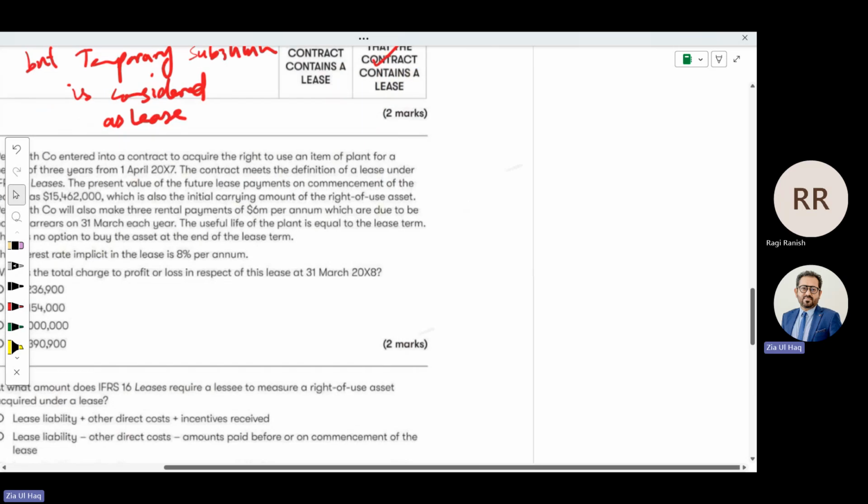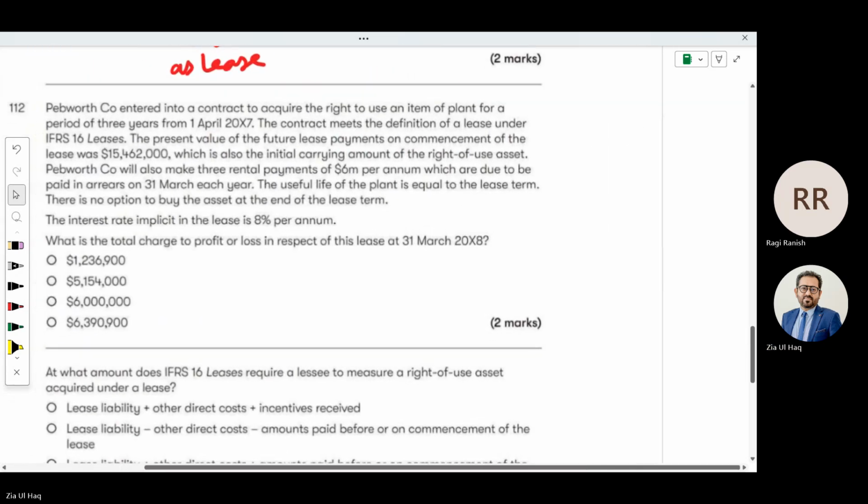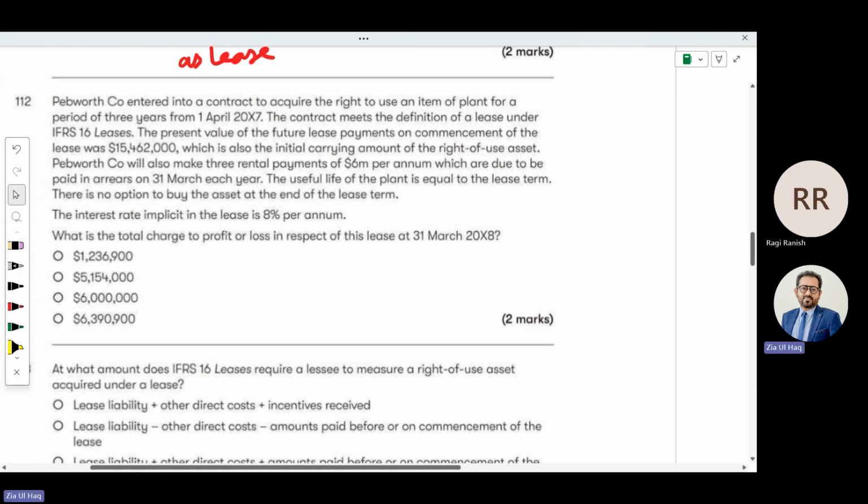Question 112. What is the total charge to profit or loss in respect of this lease at 31st March 20x8? Profit or loss means depreciation and interest. You need to calculate. Good luck, everybody. For 31st March 20x8, and you are entering on 1st April 20x7. Very simple.